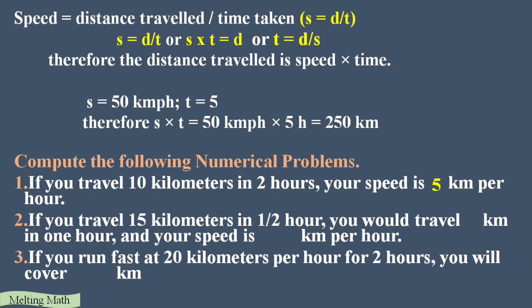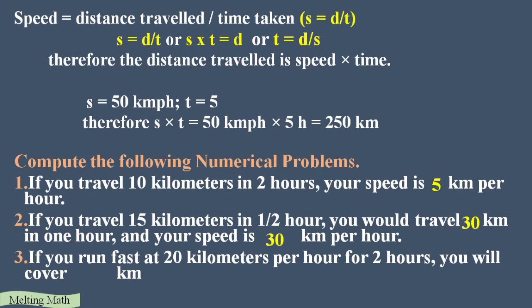Second one: if you travel 15 kilometers in half an hour, you would travel dash kilometers in 1 hour. See here, in half an hour you reach 15 kilometers, which means in 1 hour you will reach 30 kilometers. Just multiply the kilometers by 2. 15 into 2, we get 30 kilometers. And your speed is dash kilometer per hour. We already know, see the previous answer: you would travel 30 kilometers in 1 hour. So our speed is 30 kilometer per hour.